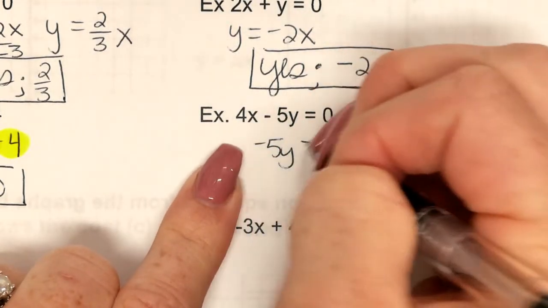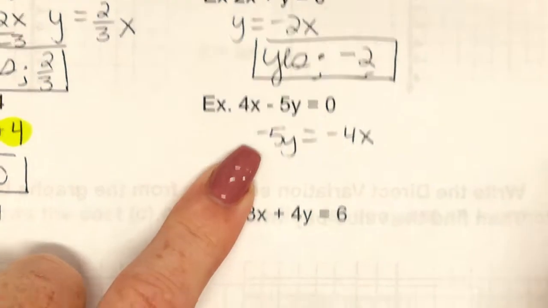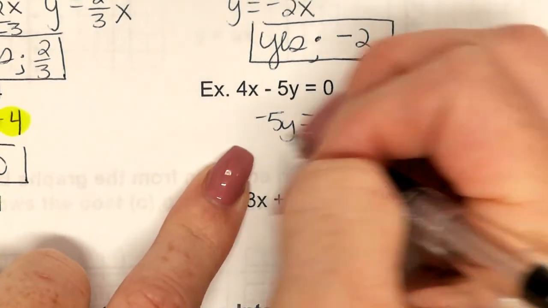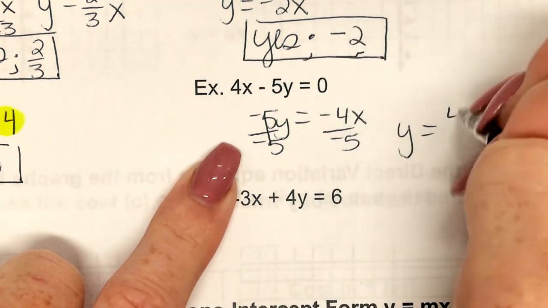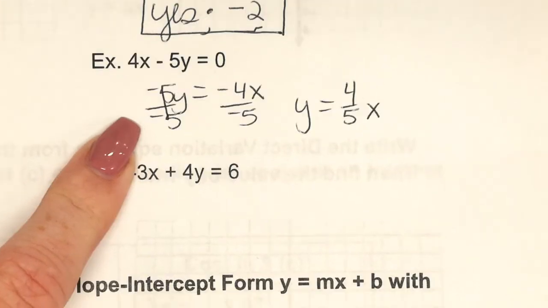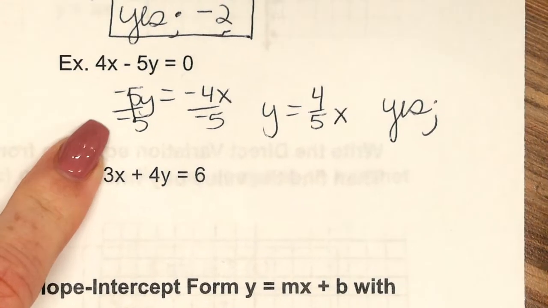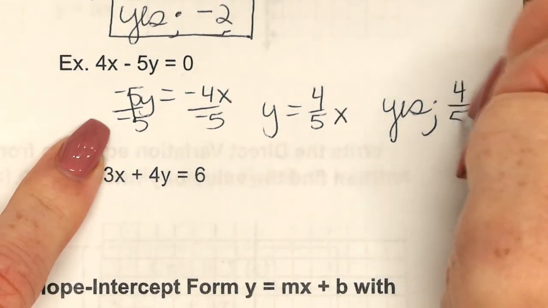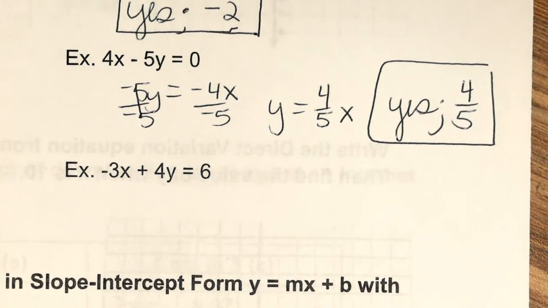Rearrange it. Negative 5y equals negative 4x. How am I going to solve? Divide by negative 5. So I have y equals 4/5 x. So my answer would be yes. And what is the constant of variation? 4/5. Okay, try the last two on your own.